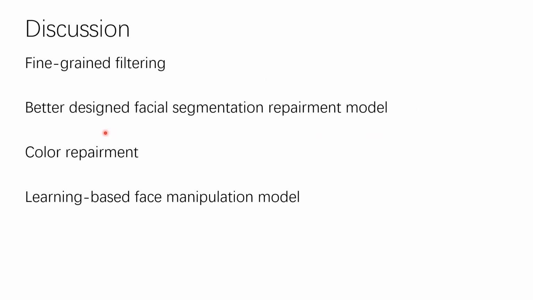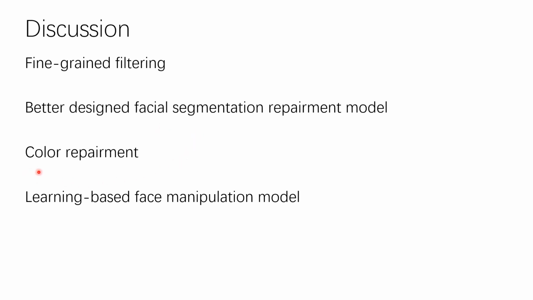And the second is a better designed facial segmentation repairment model. For this course project, I just implemented a plain U-Net, which is very straightforward. A U-Net can of course be adequate for this task, but you can see that the improvement for the accuracy is like 2%, and I think there is still a large room for improvement if we can add some layers or some new design to this part. I think the repaired facial masks will be better.